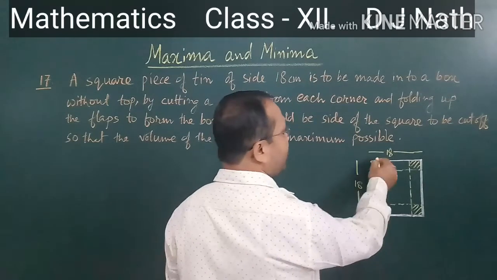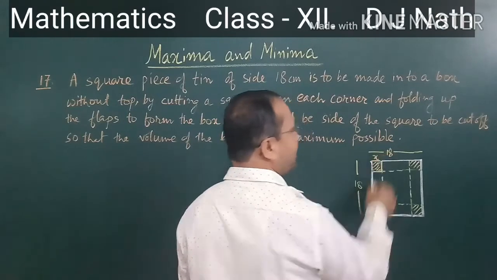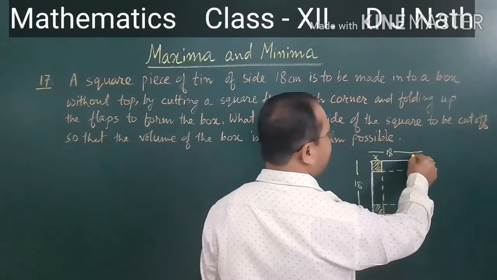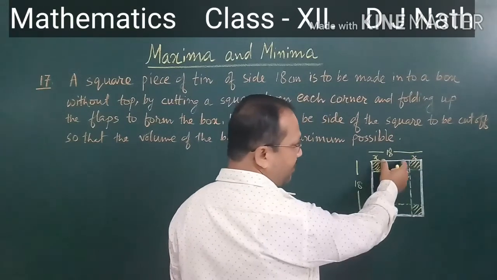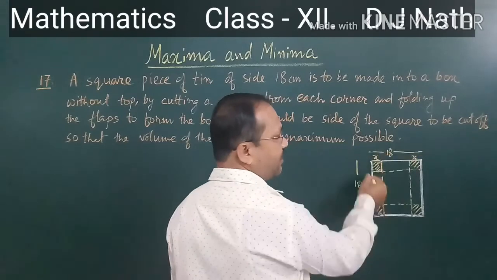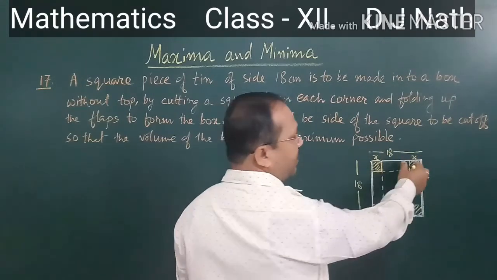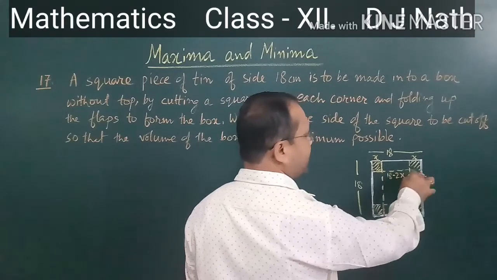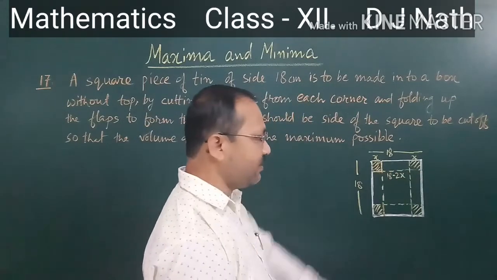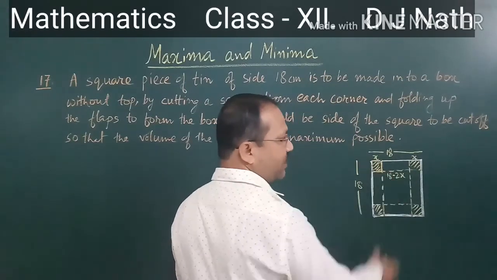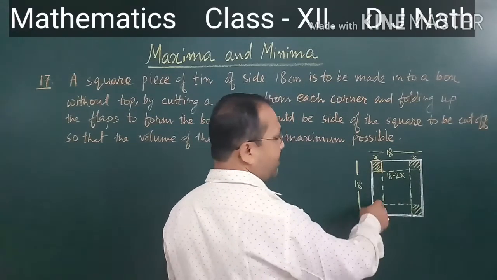So how much do we have to cut? We do not know, so we will take x centimeter. X centimeter we have to cut. So what part will remain? If the total is 18, here x we are cutting, here also x we are cutting, so it will remain 18 minus 2x. And what will be the breadth? Here also it is 18. Length and breadth are both the same, so 18 minus 2x.